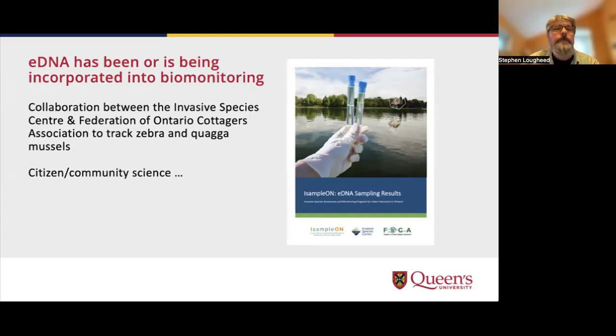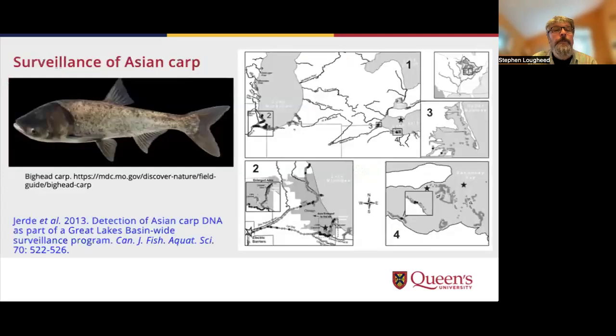It's a local one, and we're sort of indirectly involved in this. This is a collaboration between the Invasive Species Center and the Federation of Ontario Cottagers Associations. The intent here was to track zebra and quagga mussels and their spread. This is called iSample Ontario. It depends on community or citizen science, which is to say that cottagers associations will sample the water using a kit, send the water to the Invasive Species Center, who will then send it to a laboratory for processing, and then the data and interpretation therein is returned to each cottage association.